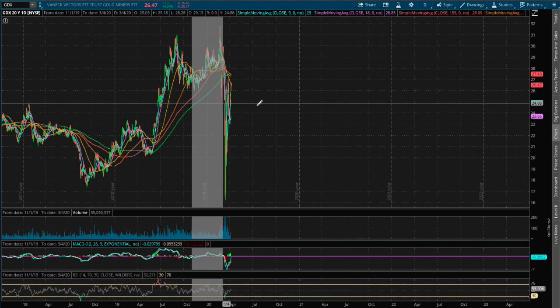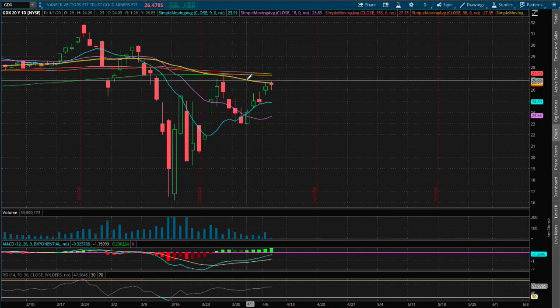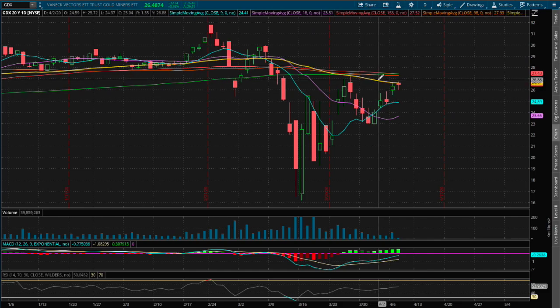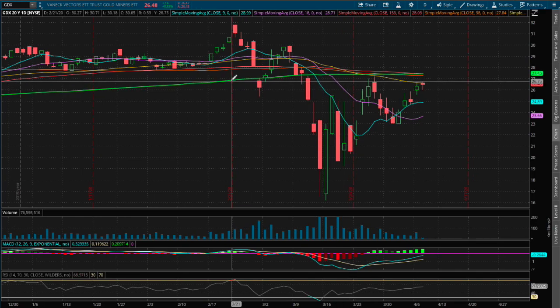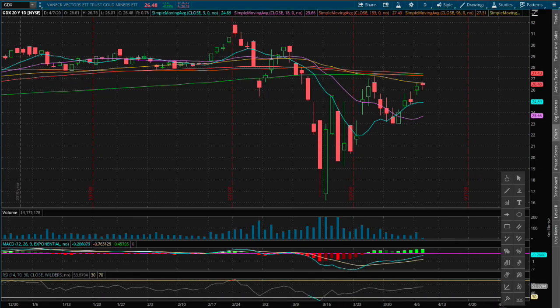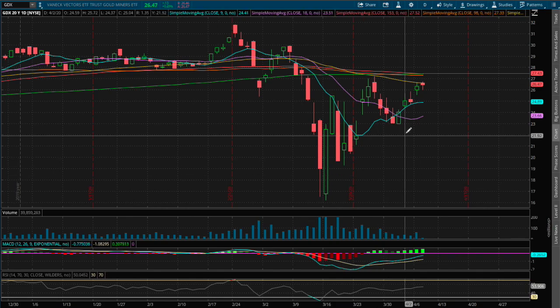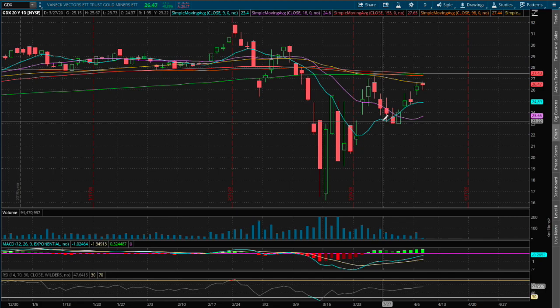And if we expand out to the daily chart, we're currently at the 50-day moving average, which may act as our immediate resistance. And if we do make that our resistance and break above it, the next resistance that I see is the 200-day moving average, which is this green line. And that is around a price of $27.50.